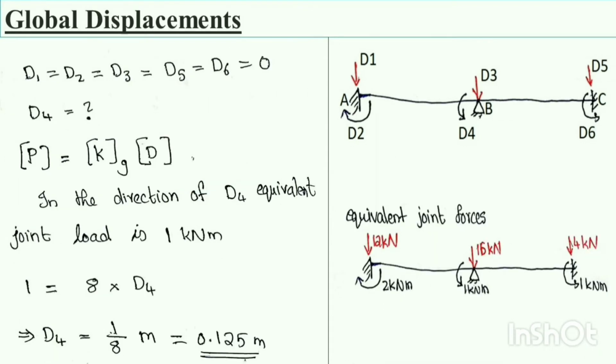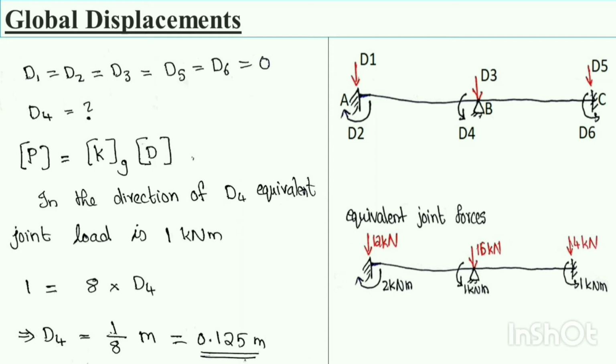Now let us find the global displacements. We have already found that D1 equal to D2 equal to D3 equal to D5 equal to D6 equal to 0, that is, only D4 needs to be found. We have a formula P is equal to Kg into D, where P is the force acting in the direction of D4, Kg is the global stiffness matrix considering the support reactions, and D is the required displacement.